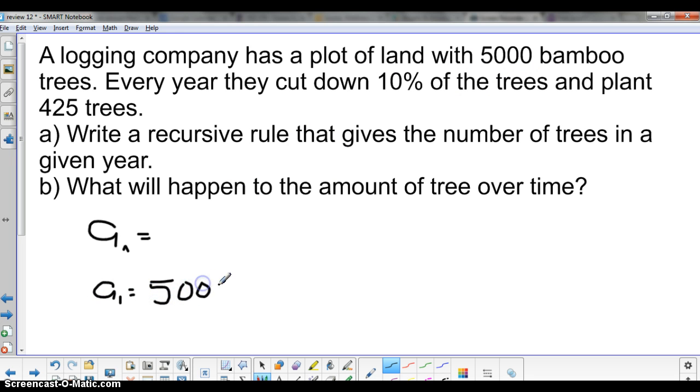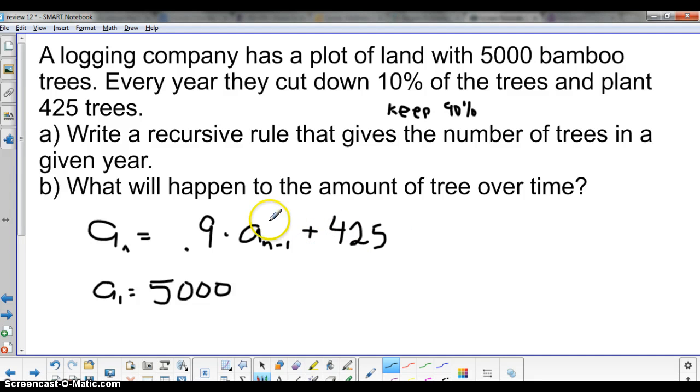Okay, bamboo, nice quick growing plant. Every year they cut down 10%. So we lose 10%, but we keep, which is always what we want to focus on when we're looking at these types of problems, is we keep 90%, which means I am going to say 0.9 times the previous amount of trees plus 425 trees. Because throughout the year, they plant 425 more. So we lose 10%, and then we gain 425 back.